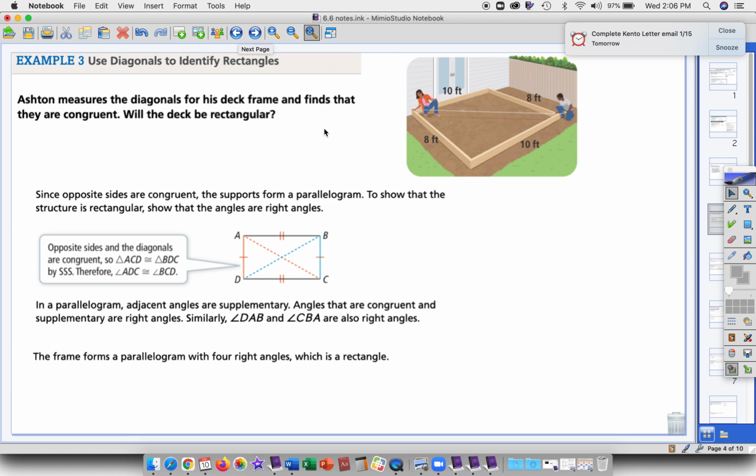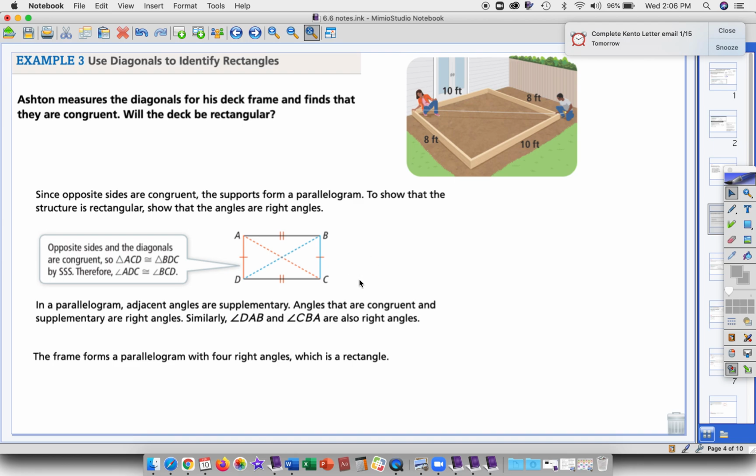Example 3, using diagonals to identify rectangles. So Ashton measures the diagonals for his deck frame and finds that they are congruent. Will the deck be rectangular? Okay, so in the diagram, we can see that opposite sides are congruent, right? And to show that the structure is rectangular, we need to show that we have right angles.